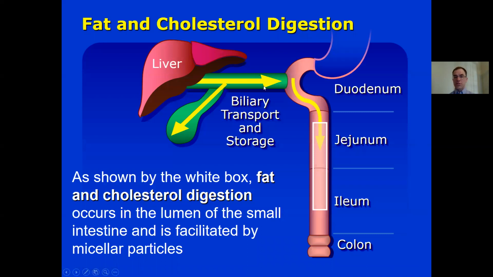All right, so again, just to review where this is all occurring, here we have the absorption in the small intestine. It's happening in the lumen, which is the opening of the small intestine. And so this is where you have the micelles that are being broken down by the pancreatic lipases.